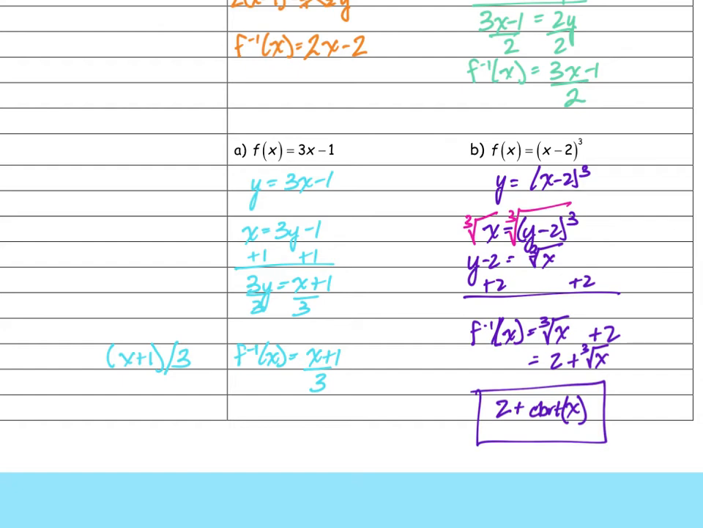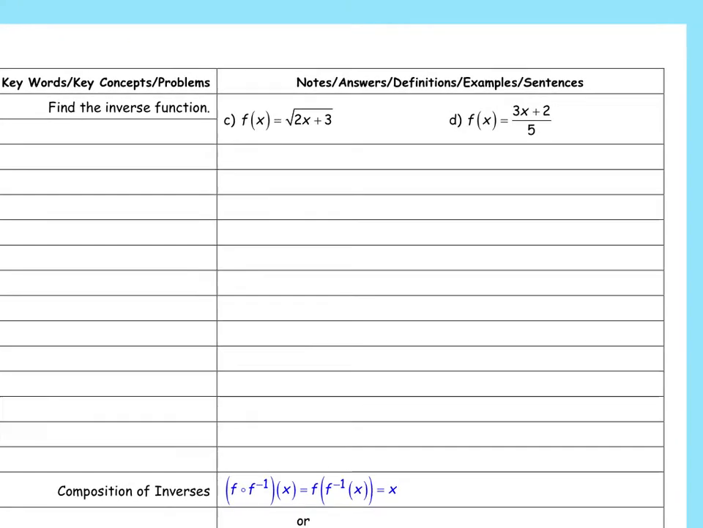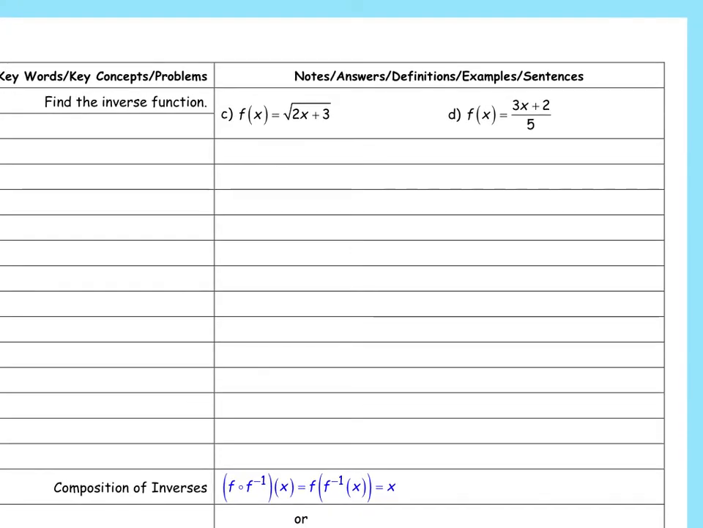Okay, so I think you've got 2 more problems to do. On the next page, yep, there we go. So there's 2 more problems right there. Okay, let's see, what do we have?